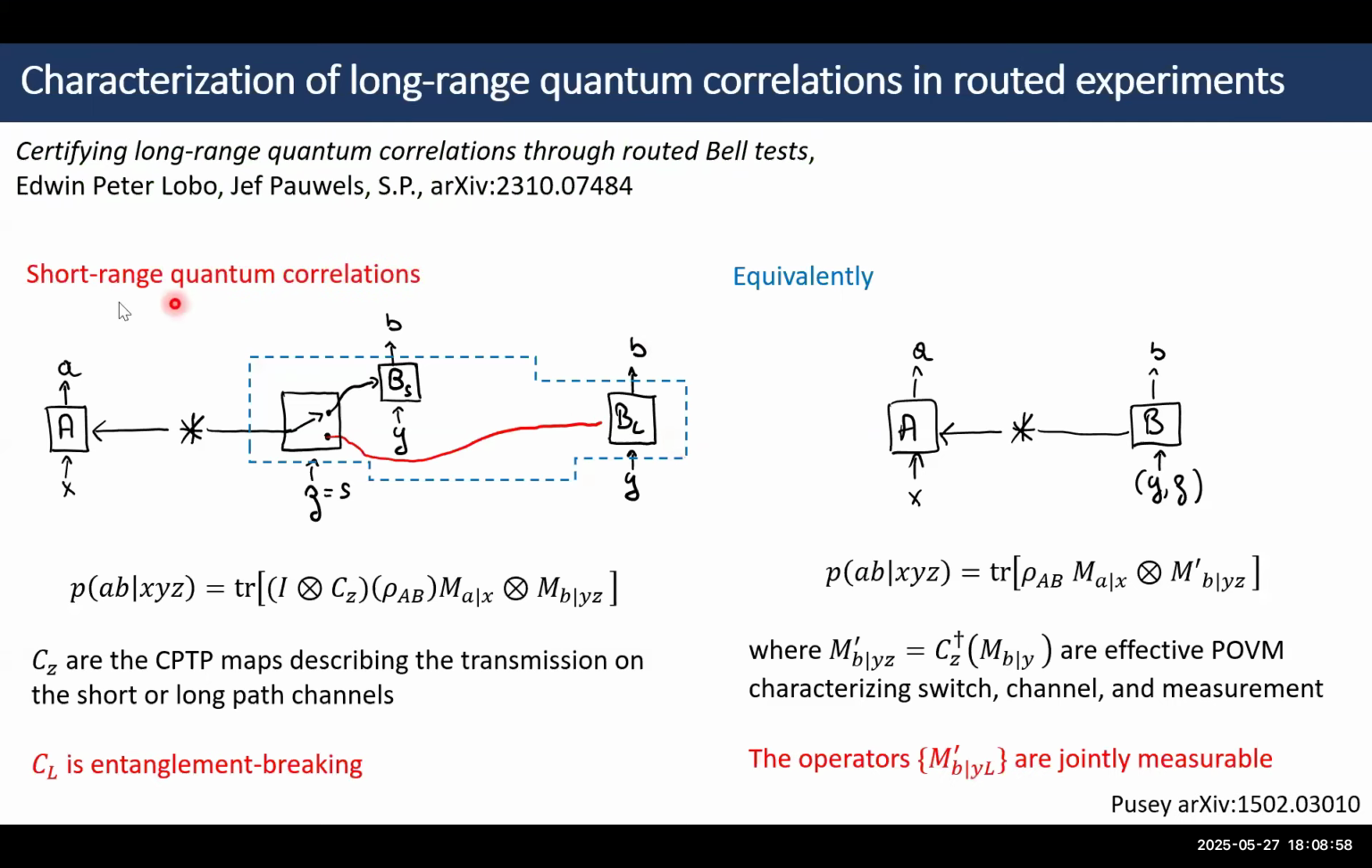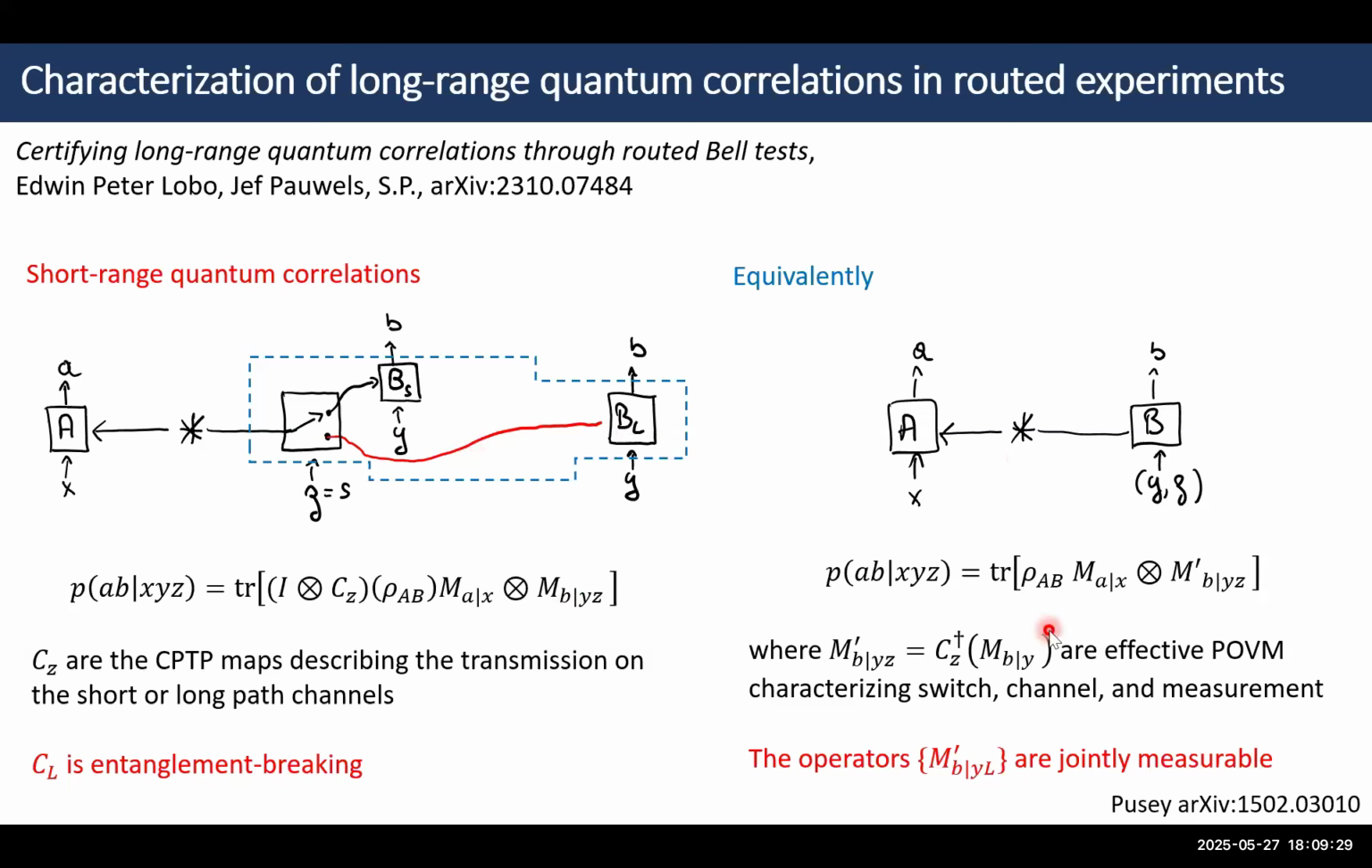Okay, so we are led to introduce short-range quantum correlations. And one very natural way to do so is to say that short-range quantum correlations are the ones that you can write in this way, but where the channel describing the propagation of the particle on the long path is entanglement breaking. So it cannot distribute entanglement, right?